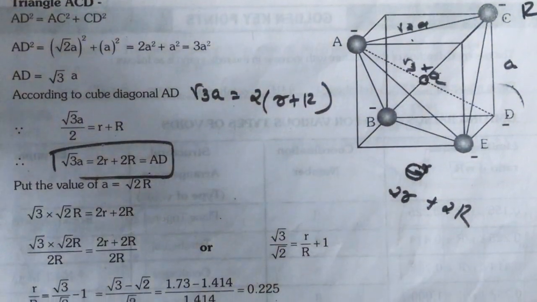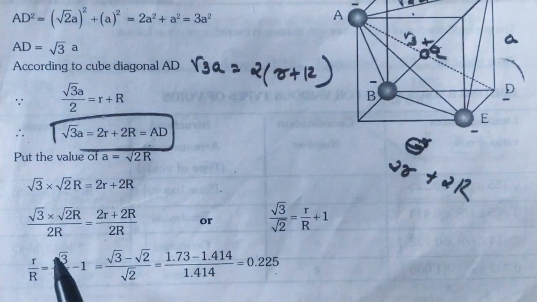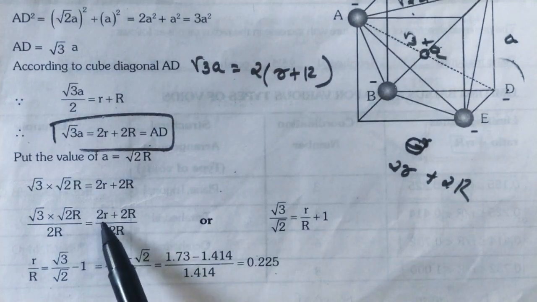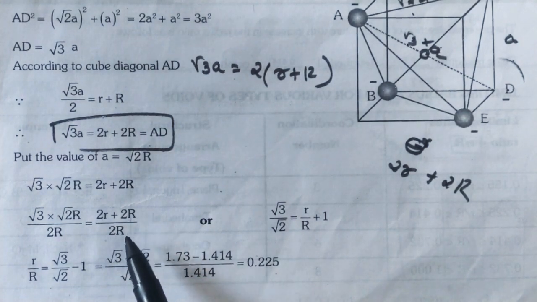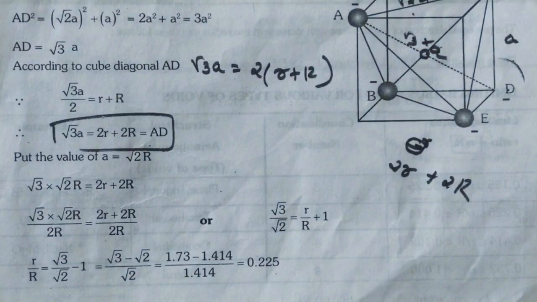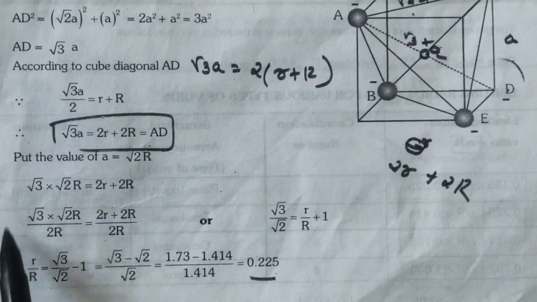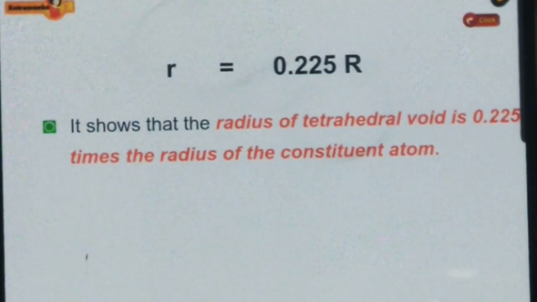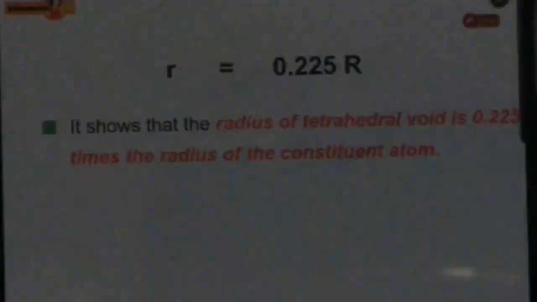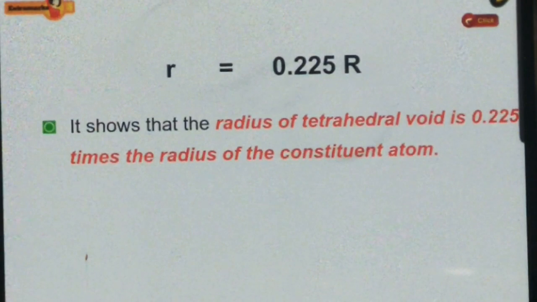Clear? Okay, so here 2 will be common and 2 will get cancelled. Okay, so r plus R upon capital R. Subtract 1, and finally you will get this value. This is the final calculation you have. Value of radius of tetrahedral void says that radius of tetrahedral void is 0.225 times the radius of the constituent atom.